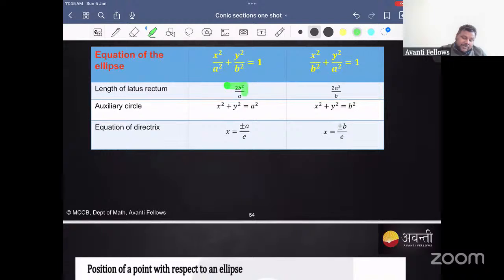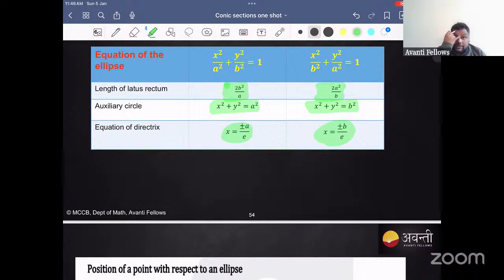Length of latus rectum is 2b square upon a. Here it is 2a square upon b. Latus rectum, we have just talked about it in the parabola. Latus rectum is the chord passing through the focus and perpendicular to the axis of the conic. Auxiliary circle is x square plus y square equals a square. Here, x square plus y square is b square. And directrix is x equals plus minus a by e. Here its directrix is x equals plus minus b upon e.